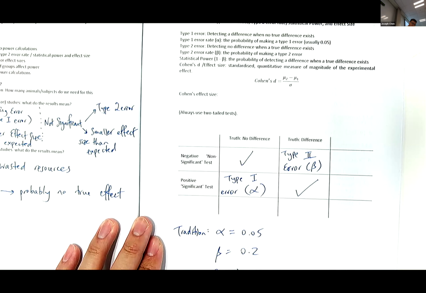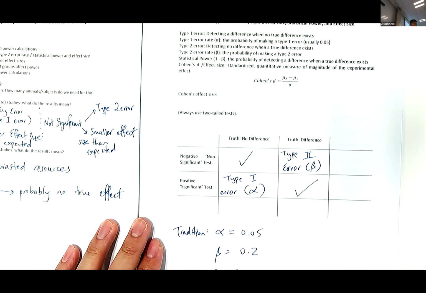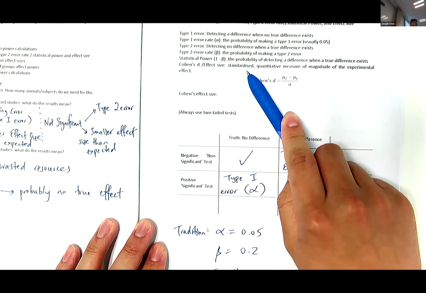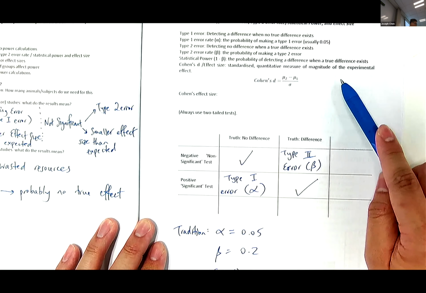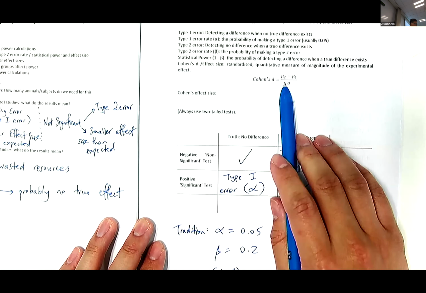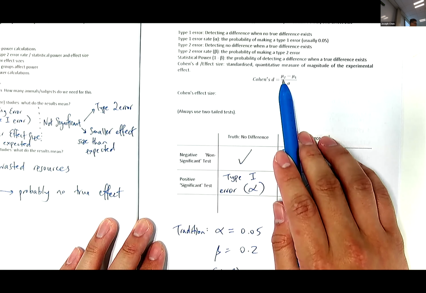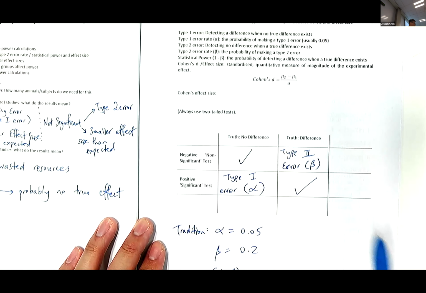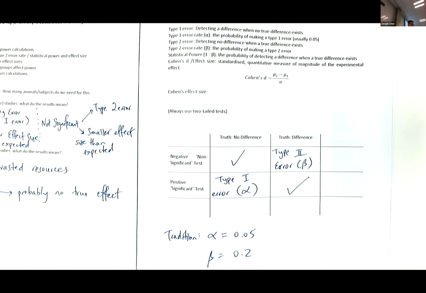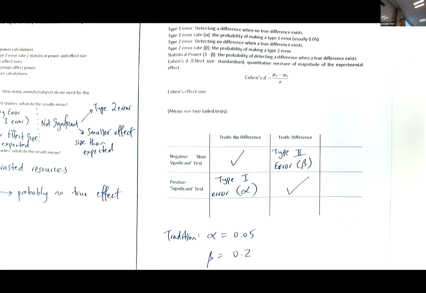Okay, also want to introduce the concept of Cohen's d, or effect size. So Cohen's d is a standardized quantitative measure of the magnitude of the experimental effect. Cohen's d is equal to the mean of the second group minus the mean of the first group, divided by the standard deviation. I want you to think of it in terms of how many standard deviations away that population is from my population.